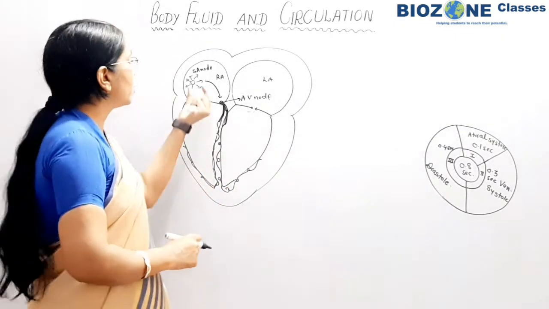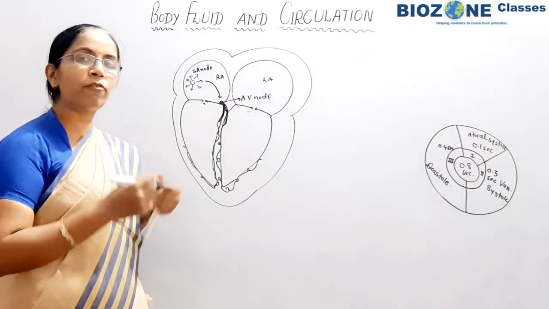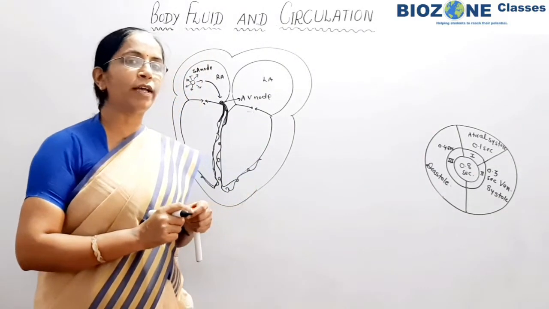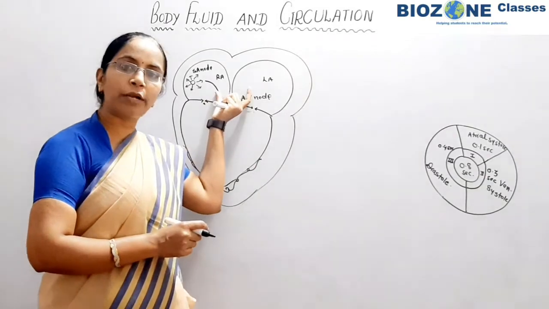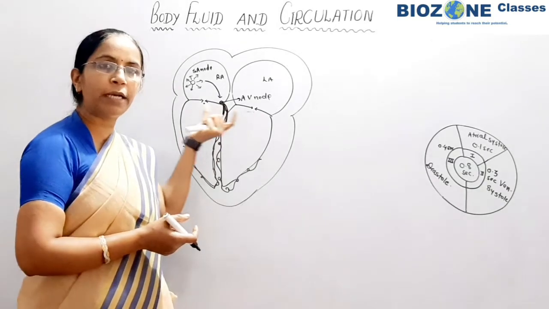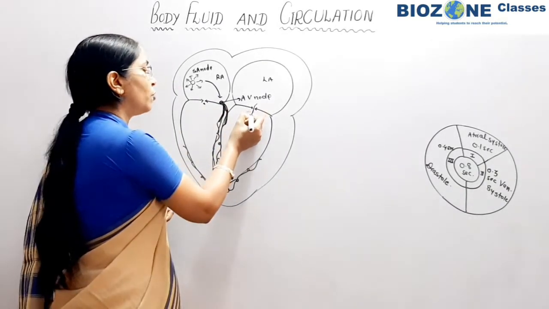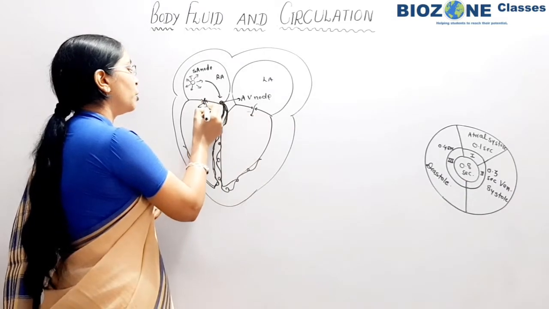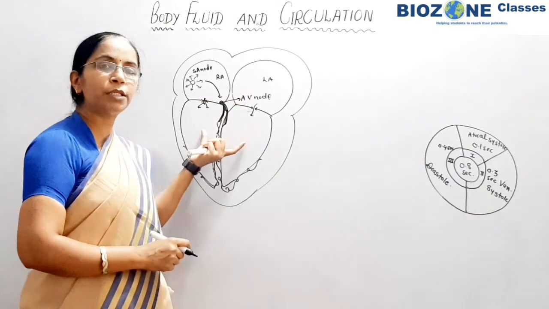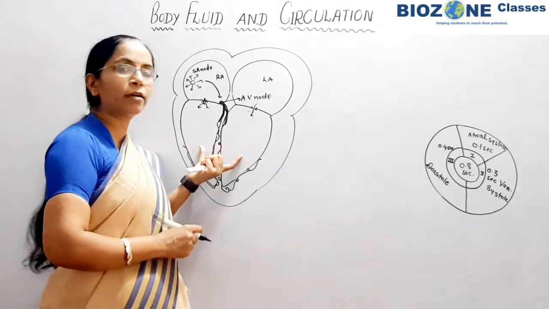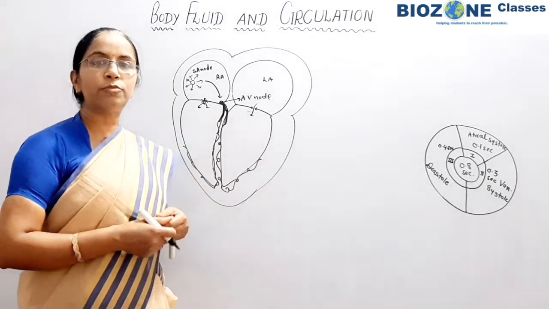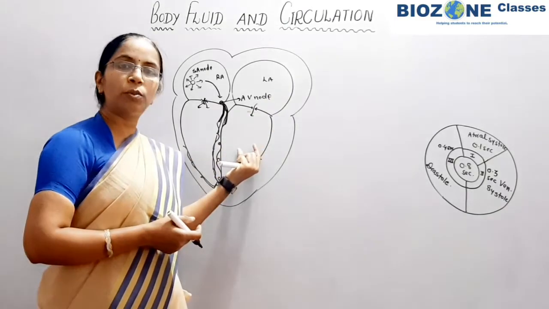Now what is happening? When the SA node is responsible for the wave of contraction, or when depolarization takes place, because of depolarization of the SA node, both the auricles get contracted, and because of that, through the cuspid valves, bicuspid and tricuspid, blood starts to flow inside the ventricle. So during the contraction, or the first phase, atrial systole, the blood from the auricle enters into the ventricle. At this time ventricles are in diastolic condition, and nearly 30% more blood is transported from the auricle towards the ventricle.